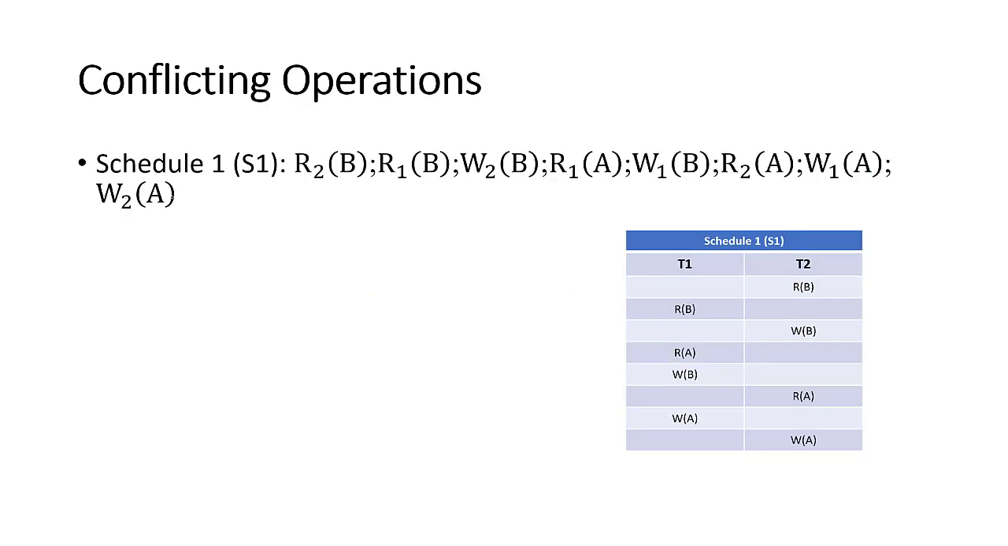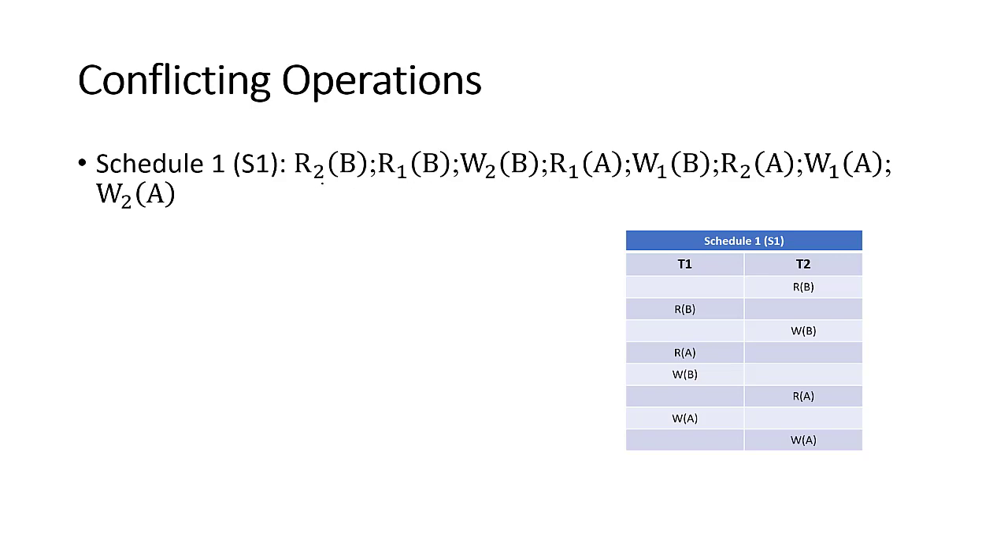In this example, we are using schedule 1, and with this notation we have learned that the first operation is the read operation by transaction 2 on the data item B. And the second operation is a read operation by transaction 1 on the data item B. Now, these two operations are definitely non-conflicting operations because none of them is a write operation.